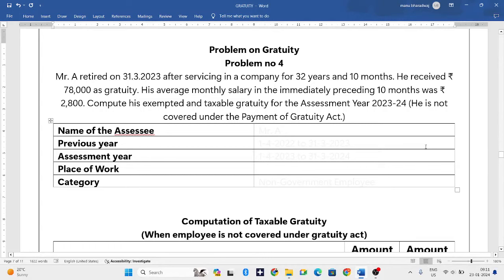In this particular video, we'll discuss one more problem related to gratuity when the assessee is not covered under the Gratuity Act. So till now, in the three problems I have solved, the assessee was covered under the Gratuity Act. Now we'll look at problems where the assessee is not covered under the Gratuity Act.